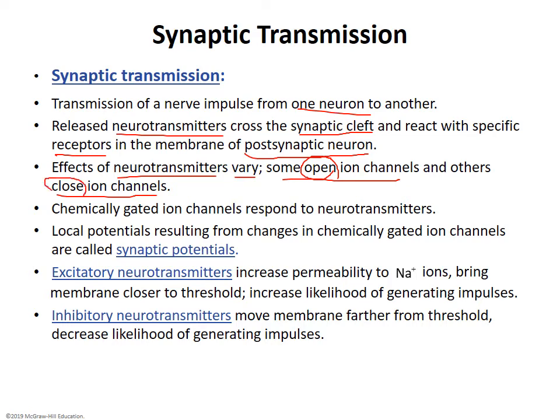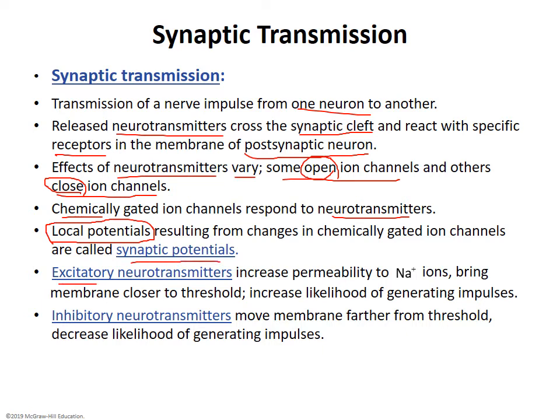The ones that close it make it harder, and that refers to as inhibitory. The chemically gated ion channels respond to neurotransmitters. That's what is going on. The neurotransmitters are chemical. So these local potentials, which we talked about earlier, the ones happening on the dendrites and the cell body, result in changes in chemically gated ion channels that are called synaptic potentials.